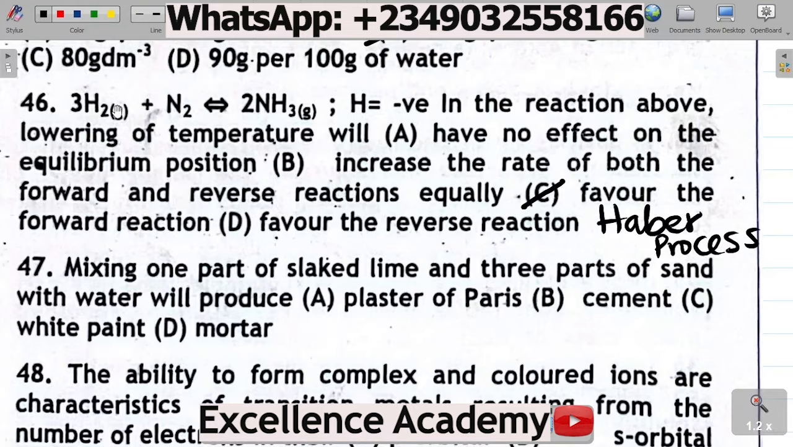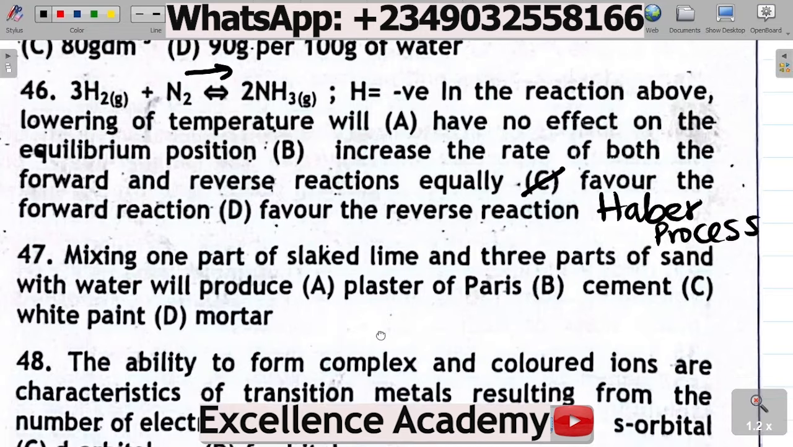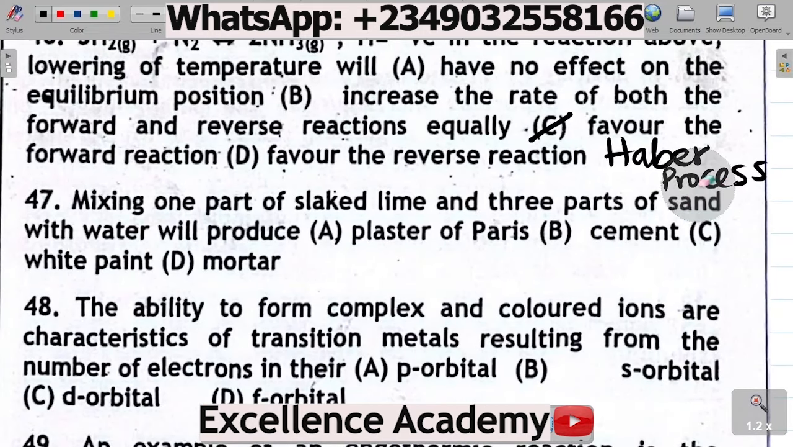Because if you look at the forward reaction, what happens is that hydrogen combines with nitrogen to give you ammonia. And since lowering the temperature for the Haber process favors products formation, we can say it favors the forward reaction, because it is in the forward reaction that the product is formed. That's it. Next up, question number 47.